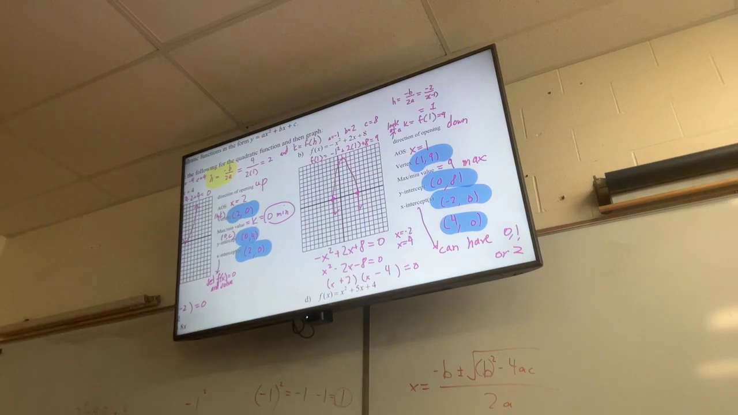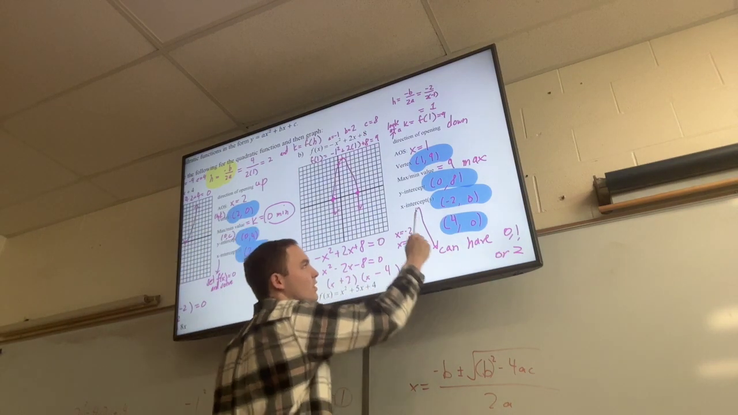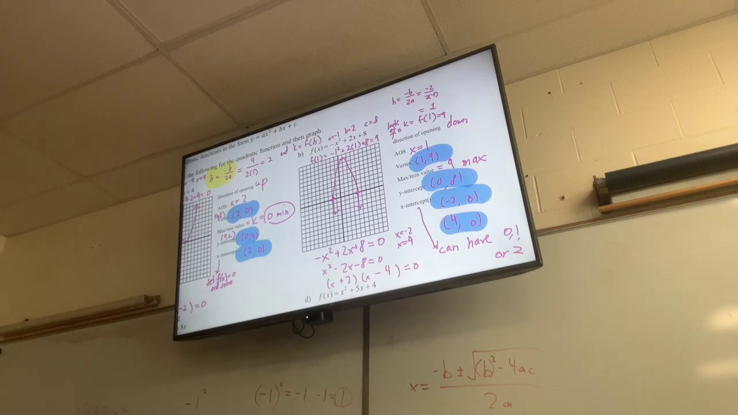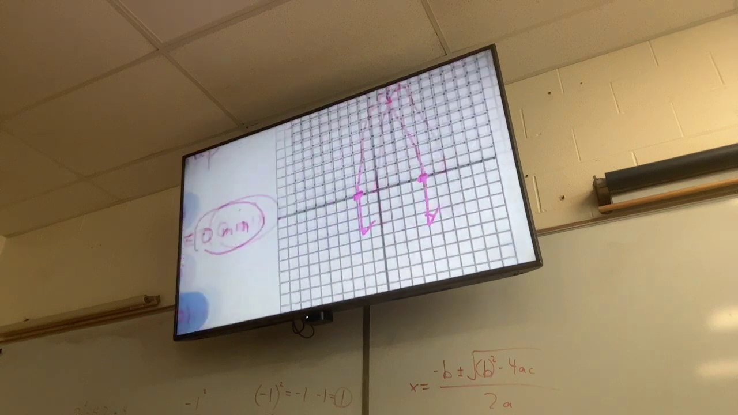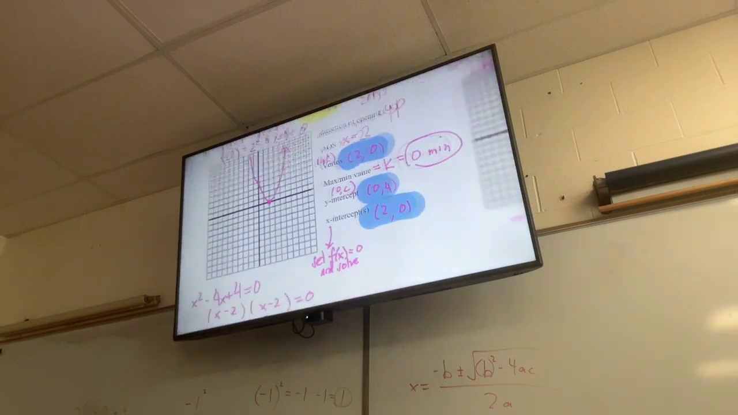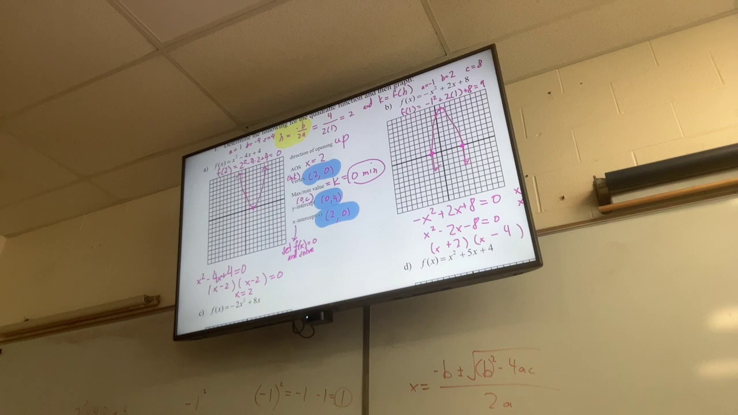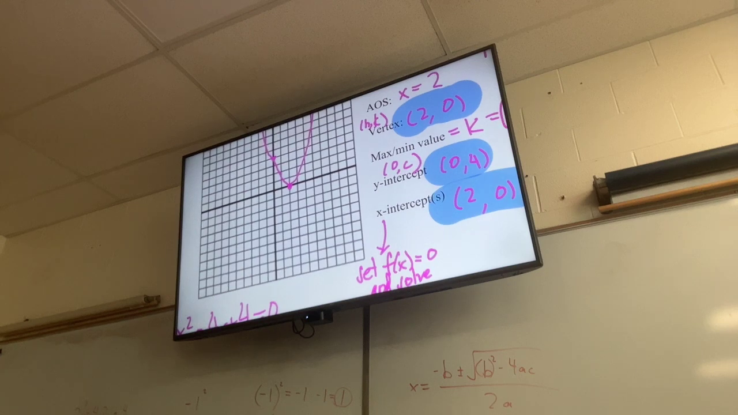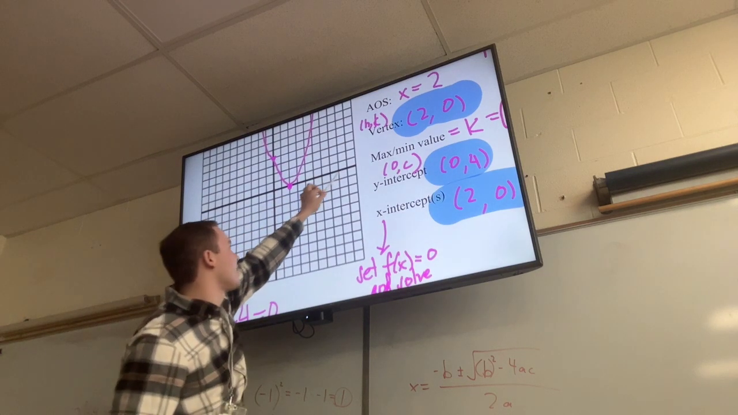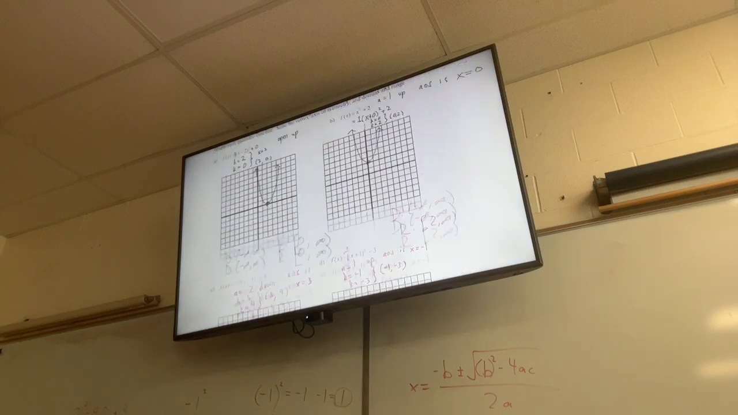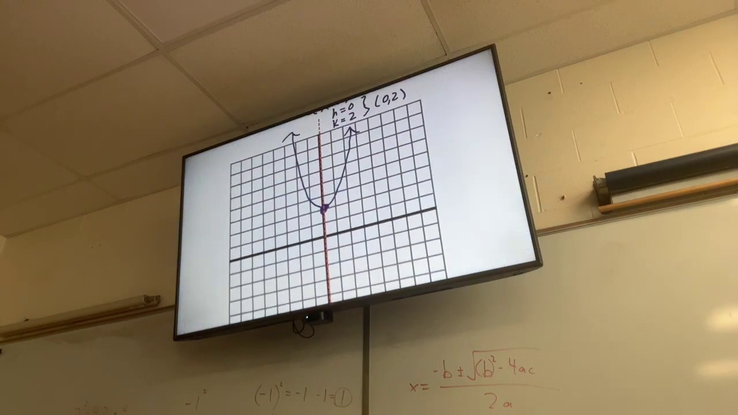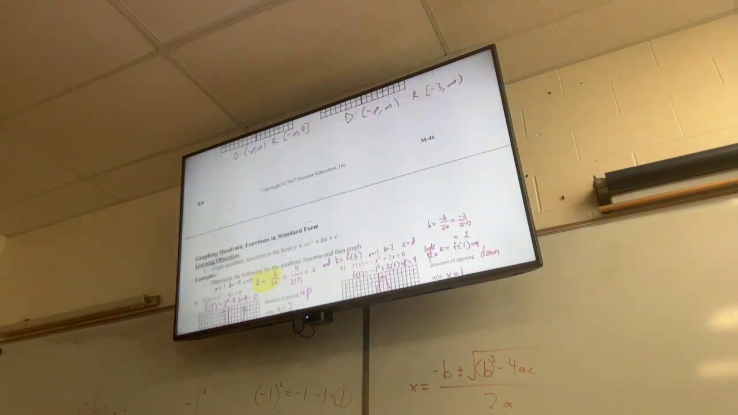You can have 0, 1, or 2 x-intercepts. If the U crosses twice, you have 2 x-intercepts. If it barely touches, there's 1. And when there's no x-intercept, it'll just be floating away from the axis, not touching it at all, floating above it or below it. Like this one on D. That has no x-intercepts. It's just floating above it.